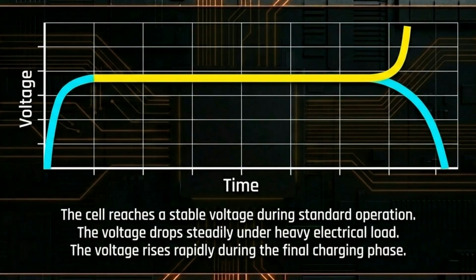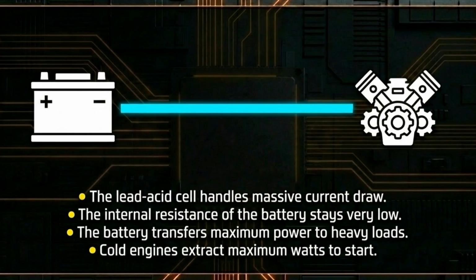This graph illustrates cell voltage over time. You can see the stable voltage during operation, the steady decline under a heavy electrical load, and the rapid rise during the final charging phase. Lead-acid cells excel at handling massive current draws because their internal resistance remains very low. This allows them to transfer maximum power to heavy loads, such as starting a cold engine.